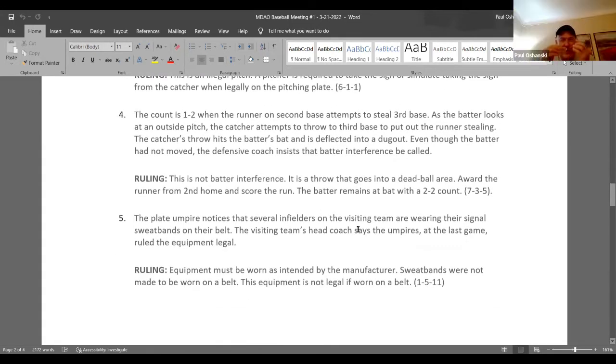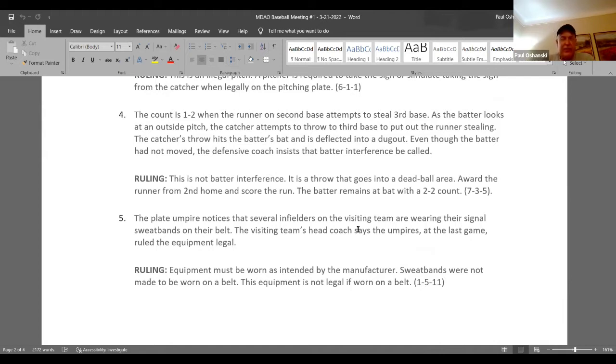Okay, number 4. Count is 1 and 2 with the runner on second base, attempting to steal third. As the batter looks at the outside pitch, the catcher attempts to throw to third base to put out the runner stealing. The catcher's throw hits the batter's bat and deflects into the dugout. Even though the batter has not moved, the defensive coach insists that batter interference be called.